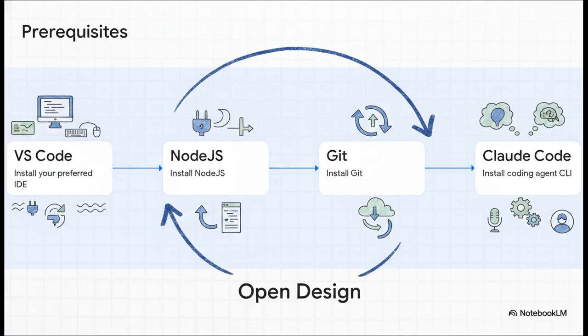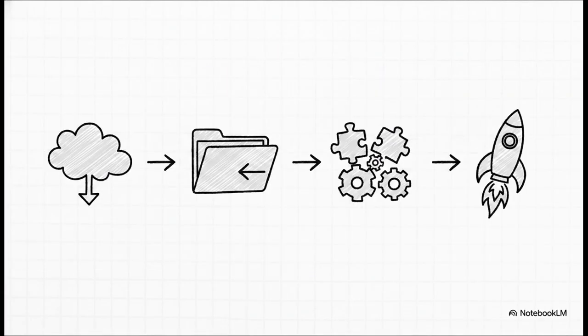Honestly, it's just a really smart habit to run quick check commands in your terminal for Node, Git, and your CLI, just to ensure your system is completely ready to go before we jump to the next step. So once those prerequisites are confirmed, the actual installation is just incredibly straightforward. Open up your terminal and pop in these exact commands. First, type git clone, followed by the Open Design GitHub repository link. This pulls the entire project structure right to your machine, and it usually only takes maybe 30 to 40 seconds.